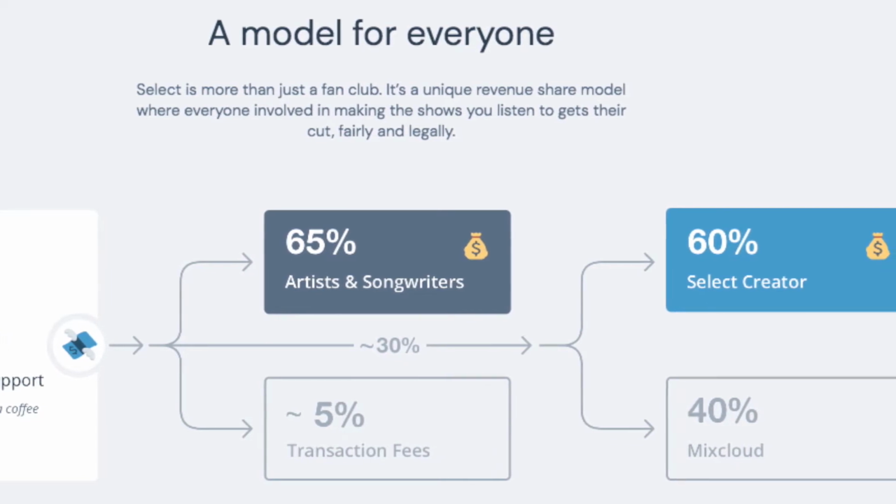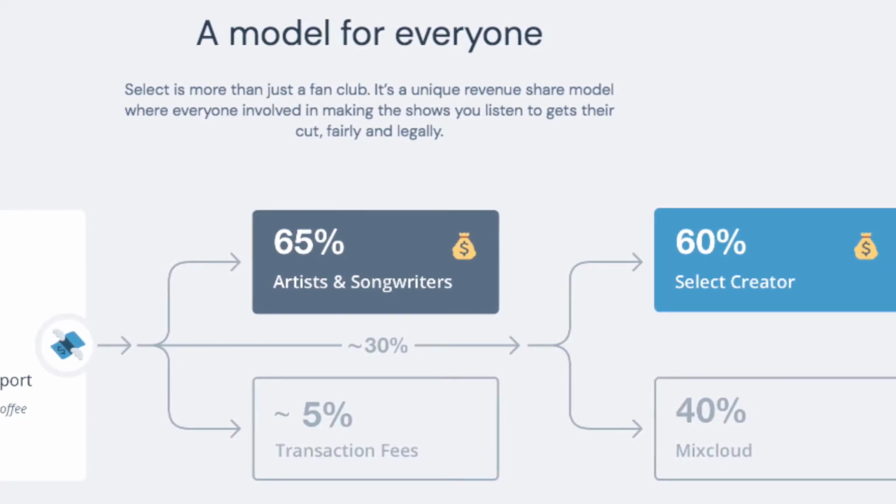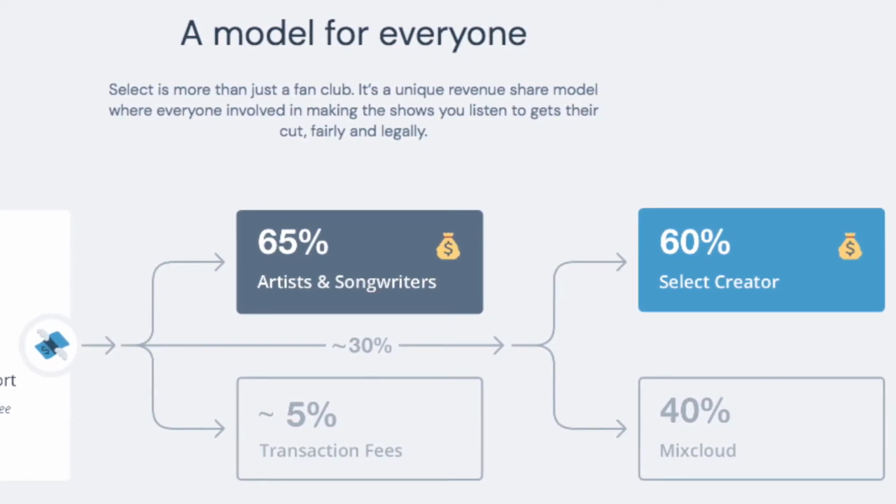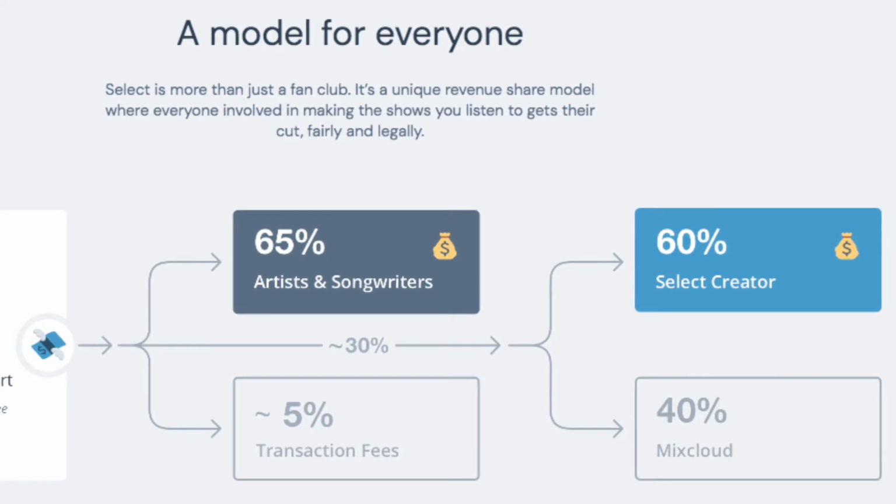That 30% is then split between you and Mixcloud. So Mixcloud is still getting 40% of that 30% that's left over, and then you get the remaining 60% of that 30%. So you're splitting what's already been split with Mixcloud. Personally, I'm not too keen on how that is set up. I think Mixcloud should not be taking any percentage, but that's my personal opinion.